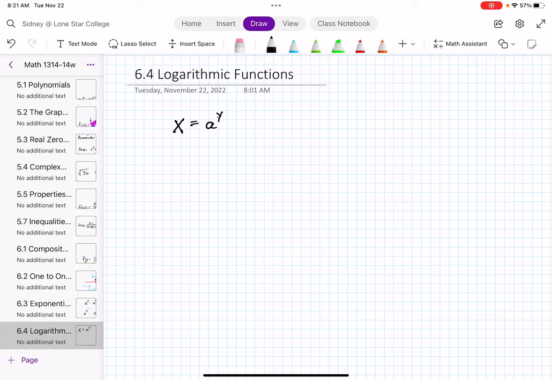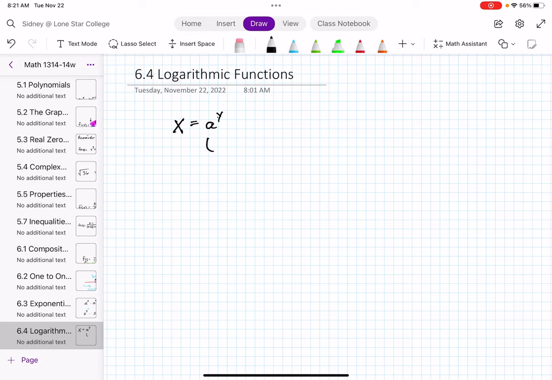In 6.4, we're looking at logarithmic functions. And logs are very closely related to exponential functions. And so hopefully this right here, x equals a to the power of y, doesn't look too scary. I'm going to label these parts, and then we'll talk about what this looks like as a logarithmic function.